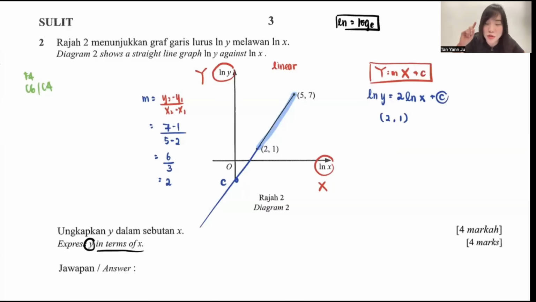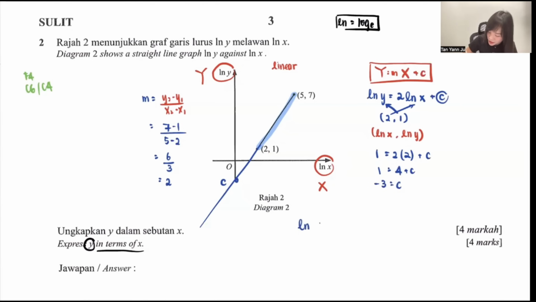Remember when you sub 2, 1, you need to be careful of one thing. The 2 and 1 are not x and y. The 2 is ln x. How do I know? Whether it is x or y depends on what they write at the side. They write ln x, so this is ln x, and they write ln y, so this is ln y. So look carefully. The 1 is ln y and the 2 is ln x. When you sub, 1 goes into ln y, and 2 goes into ln x plus c. So 4 plus c equals 1, so c equals -3.